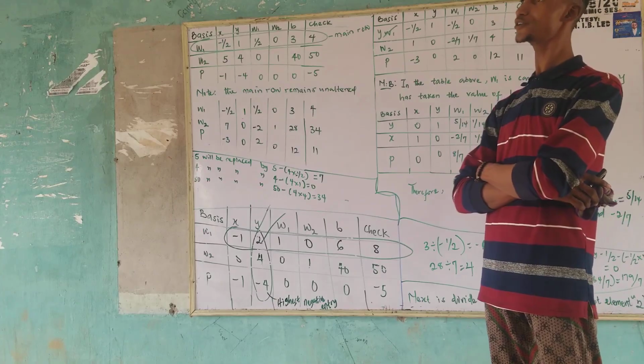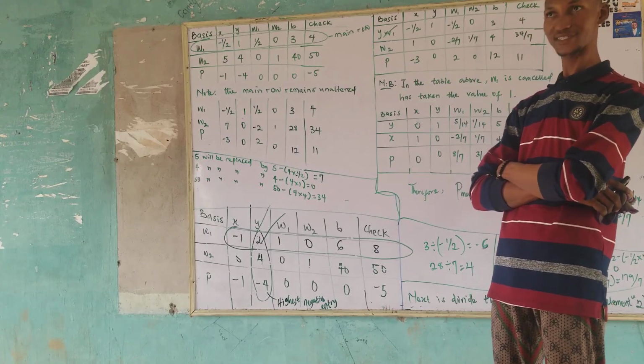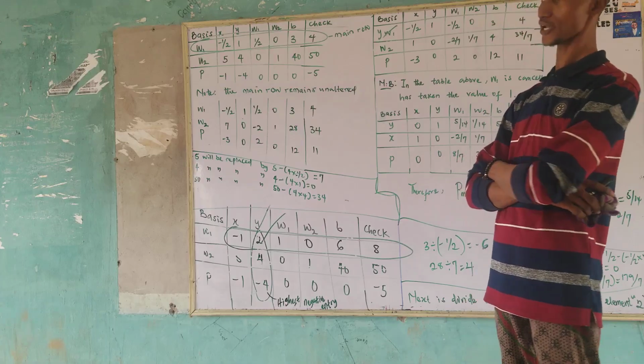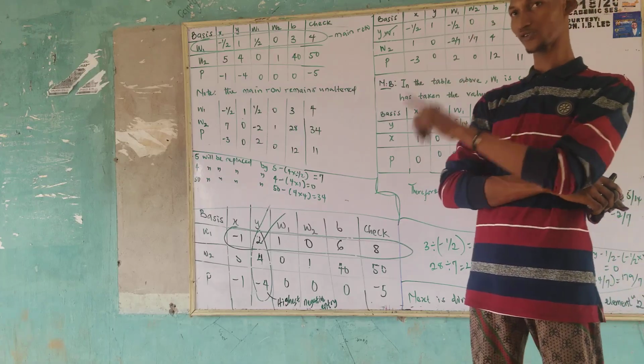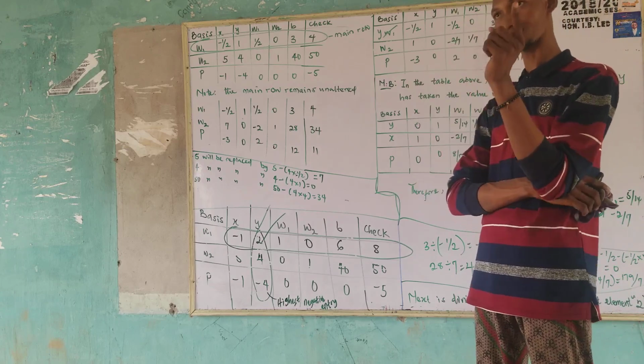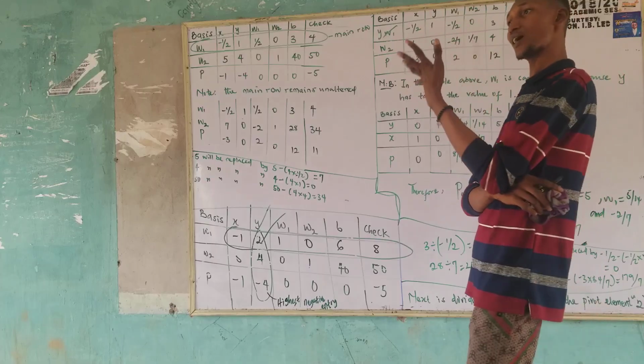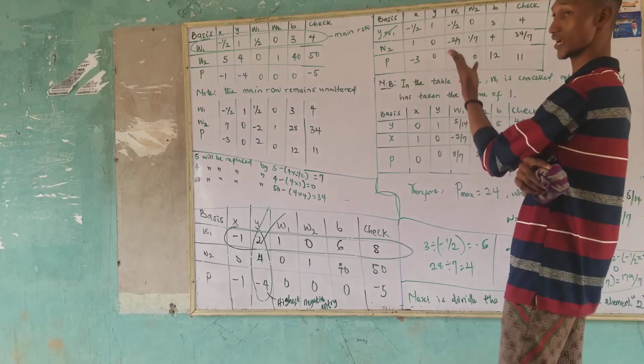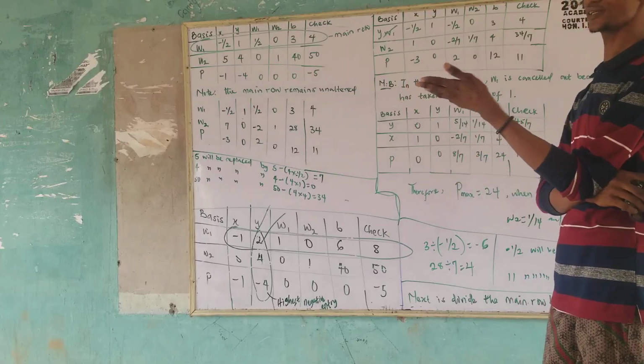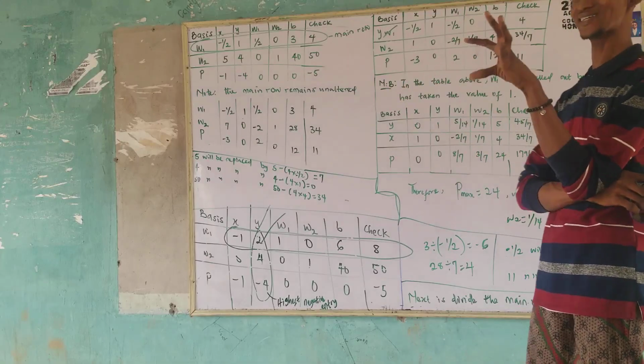Then you want to get the main row. How do you get that? You test first by looking at the key column. You use your key to check: 6 divided by 2, 40 divided by 4, 0 divided by minus 4. So 6 divided by 2 gives us 3. That is the smallest, like I did that time. Then that will give us the lowest value, so we pick that as our main row.